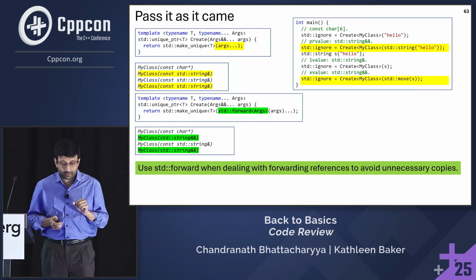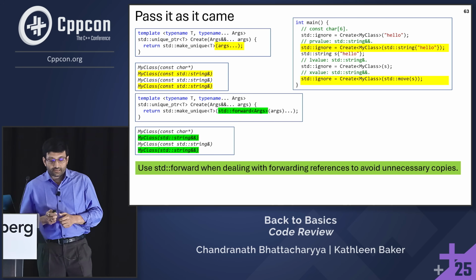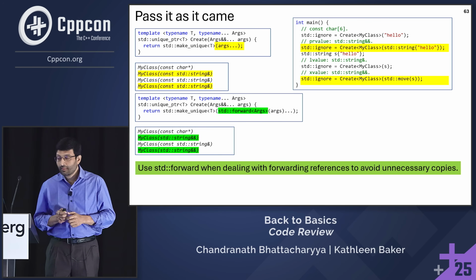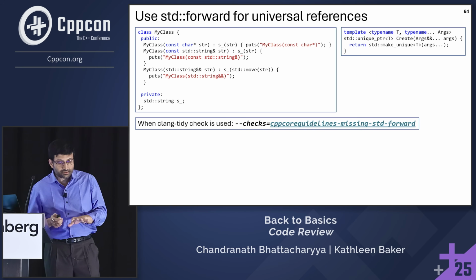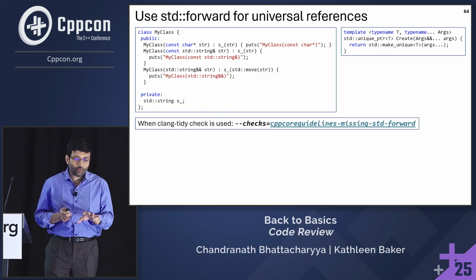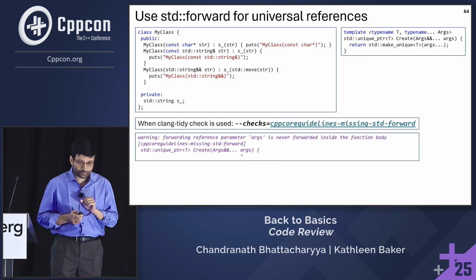So the guidance is use std::forward when dealing with forwarding references to avoid unnecessary copies. Okay, now let's go back to this code that was not correct. So there is a Clang tidy check, cppcoreguidelines-missing-std-forward. If you use that, it will point out this particular issue.